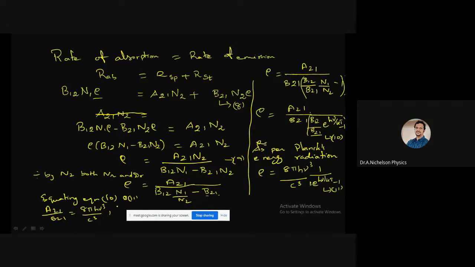So you can write B12 by B21 is equal to 1. So B12 is equal to B21. Okay, so the rate of absorption, stimulated absorption, is equal to the rate of stimulated emission.